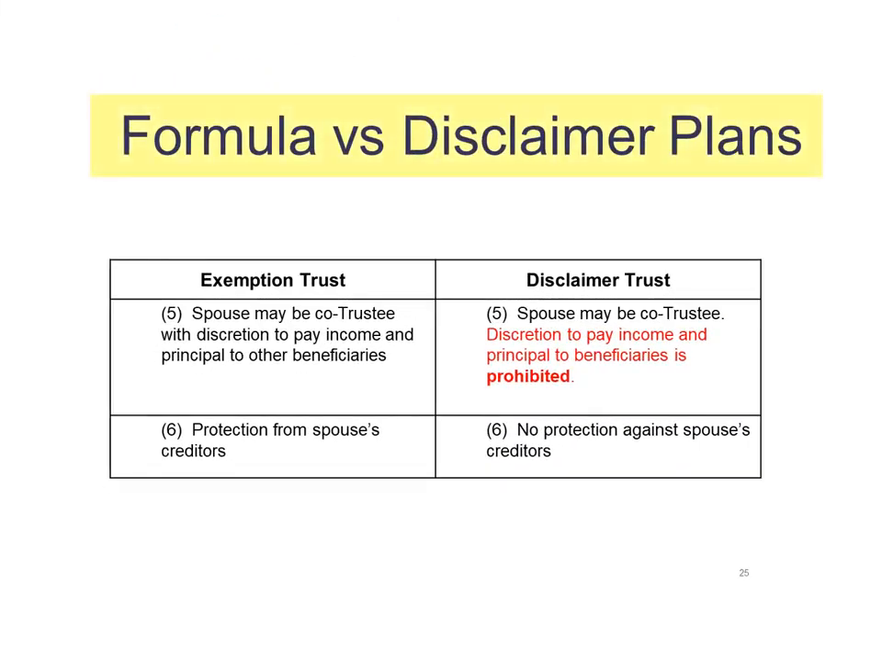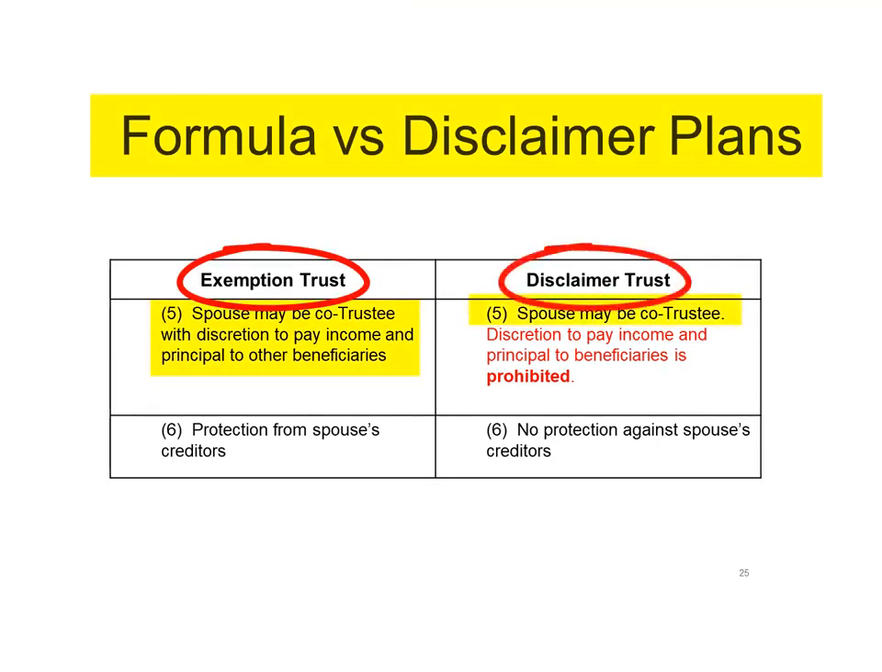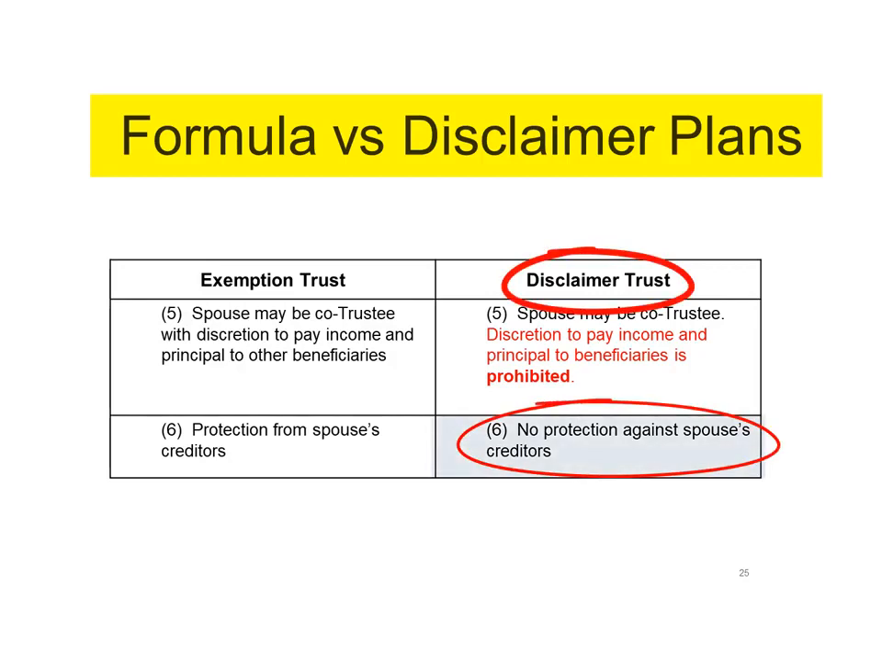Also, when it comes to the formula type exemption trust, the spouse can be a co-trustee. That's true also of the disclaimer trust, but if the surviving spouse is serving as trustee of the disclaimer trust, the surviving spouse cannot participate in any decisions to pay income and principal to any other trust beneficiary. And a little earlier, we talked about how the disclaimer trust does not protect assets from the claims of the surviving spouse's creditors. On the other hand, the formula exemption trust can provide creditor protection.